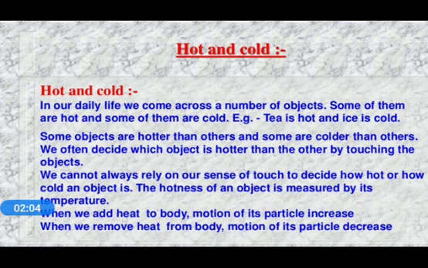So what is a reliable method? How are we able to identify the hotness or coldness of an object? That is measured, in physics, by what is known as temperature. When we add hot water to cold water, we increase the temperature. In other words, when we add heat to a body, the motion of its particles increases.